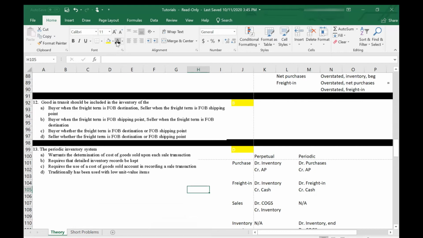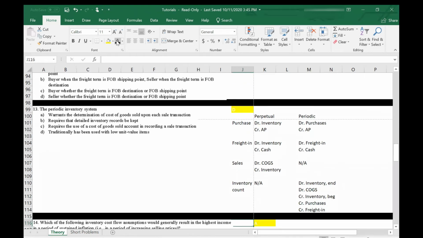Letter B. Buyer when the freight term is FOB shipping point. If it's FOB shipping point, who's the owner? It's the buyer. So check. Let's go to the second part. Seller when the freight term is FOB destination. With FOB destination, is the seller the owner of the goods in transit? Yes, it's the seller. So the answer here is letter B: buyer when the freight term is FOB shipping point, and seller when the freight term is FOB destination. I hope that is clear. Okay.